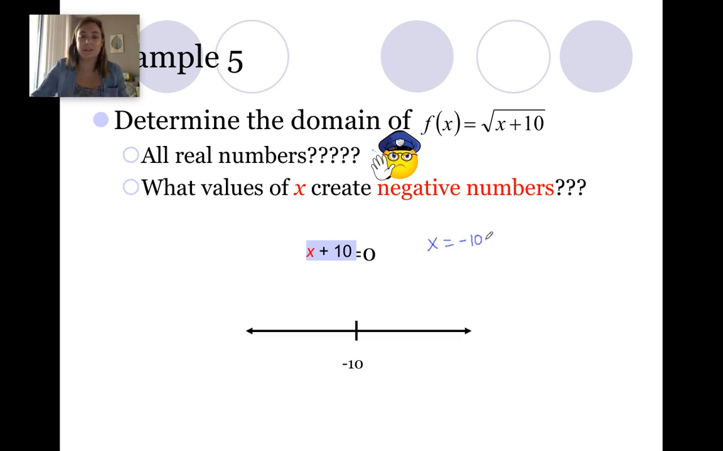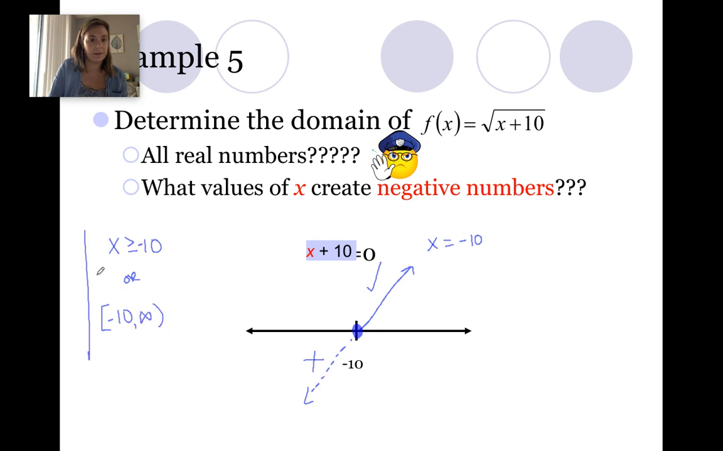Take that number line. This will be negative 10. It can equal negative 10. And it's an increasing line because it's a positive slope. Can't be down here. This is no, this is yes. So my domain is x is greater than or equal to negative 10, or in interval notation, negative 10 to infinity. Right? One of these is an appropriate way to represent this.